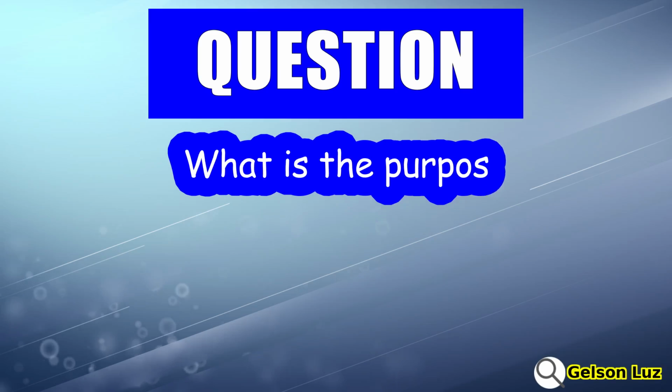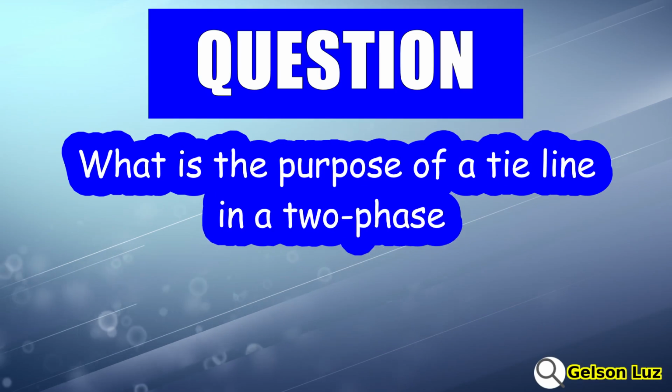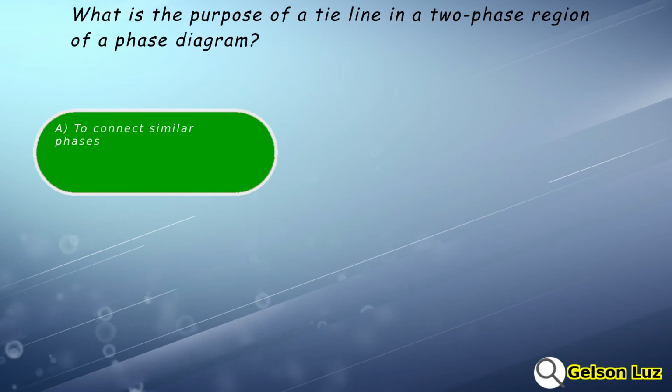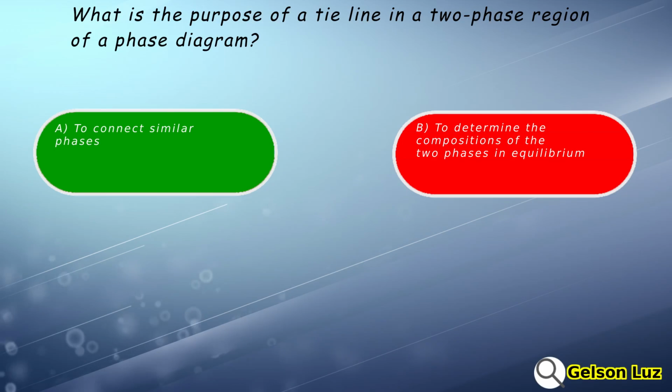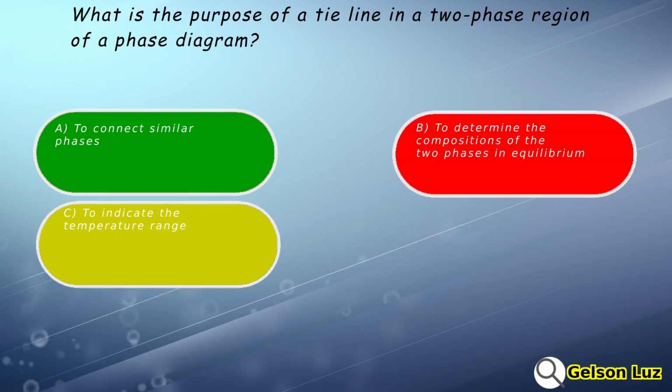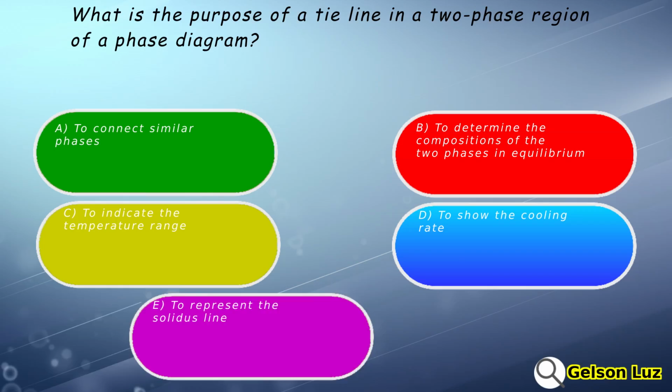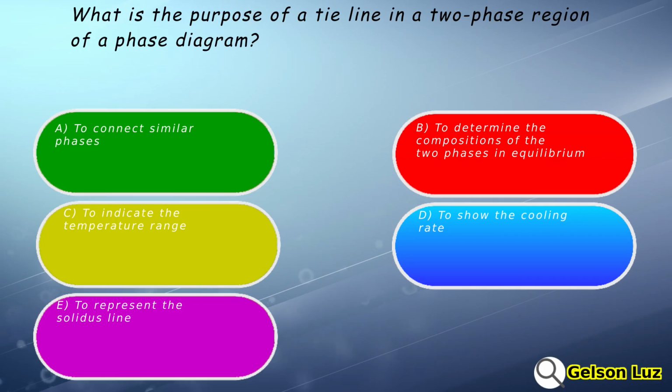What is the purpose of a tie line in a two-phase region of a phase diagram? A. To connect similar phases. B. To determine the compositions of the two phases in equilibrium. C. To indicate the temperature range. D. To show the cooling rate. E. To represent the solidus line.